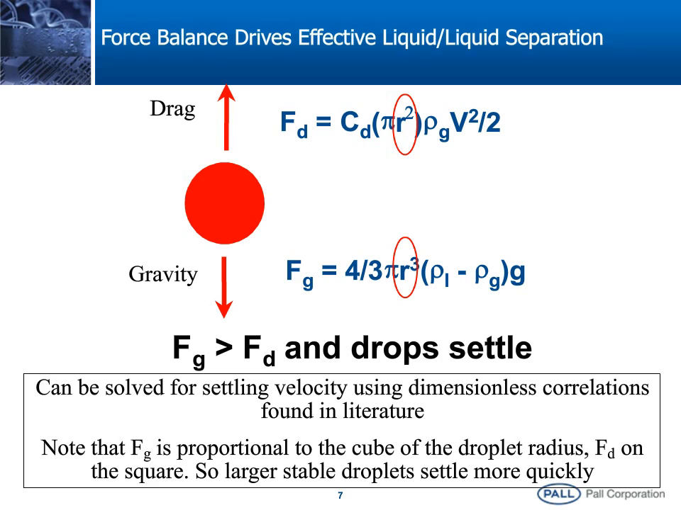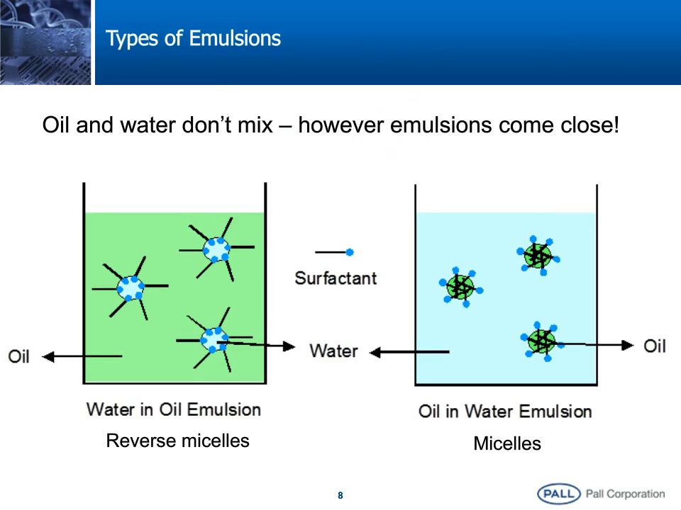So let's start to explore different types of emulsions. We've known for years that pure oil and pure water don't mix. However, emulsions come very close to full mixing. We can see examples here of the impact of surfactants in a water in oil emulsion or an oil in water emulsion. Surfactants are surface active chemicals that can be natural or that can be added to a flow.